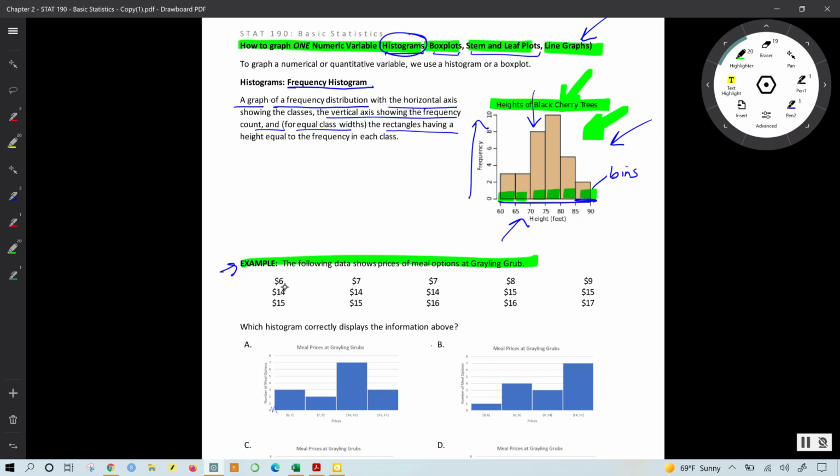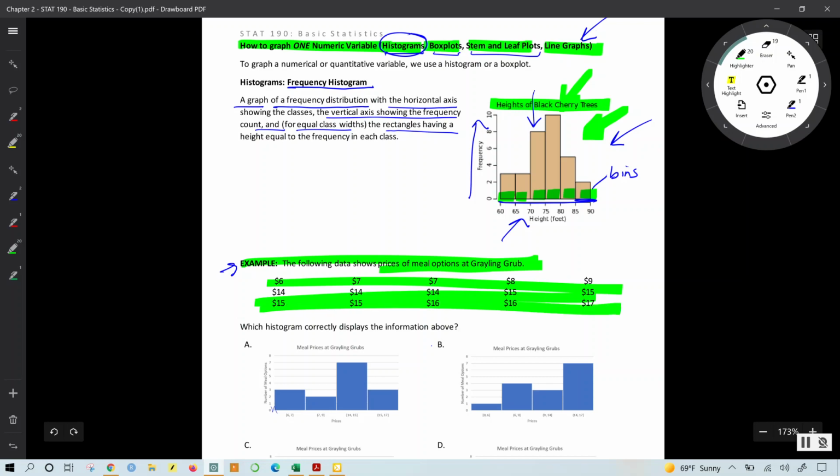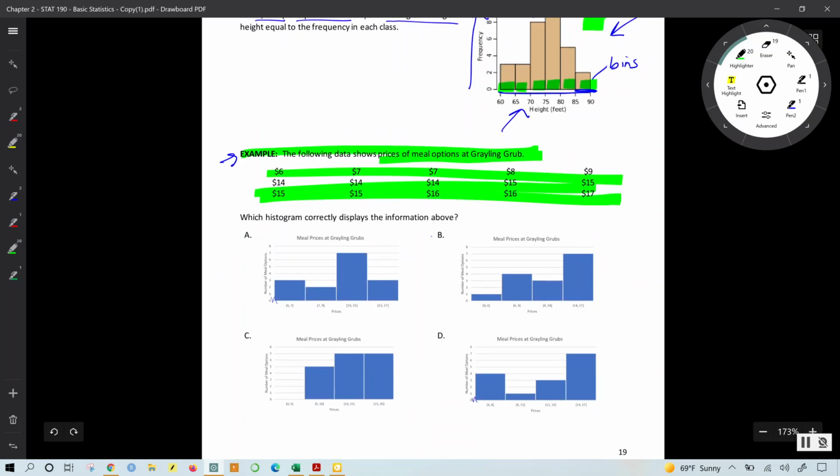Let's consider this example, which shows the prices of meal options at a restaurant called Grill and Grub. And here we have the prices. We have attempted to draw a histogram. The question is, which of these histograms correctly displays the information above, or the data given? To answer that question, we need to look at a couple of things.